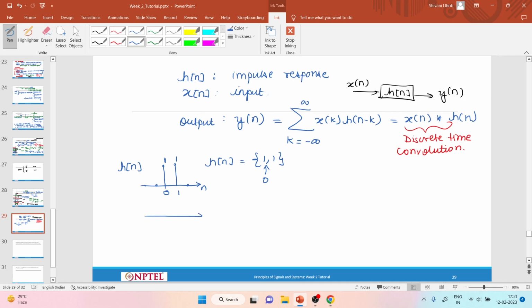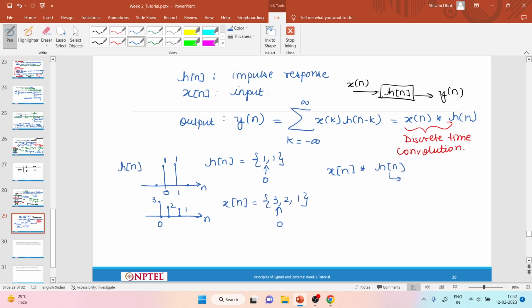Similarly, if I am having an x of n something like this, let's say it is 3, 2 and 1, then x of n can also be written as 3, 2, 1, and again the 0th index is indicated by this point 0. Now let us look at how this x of n convolved with h of n will look.